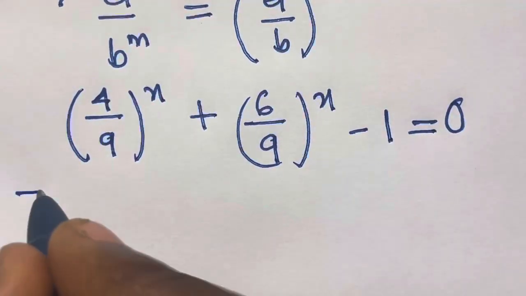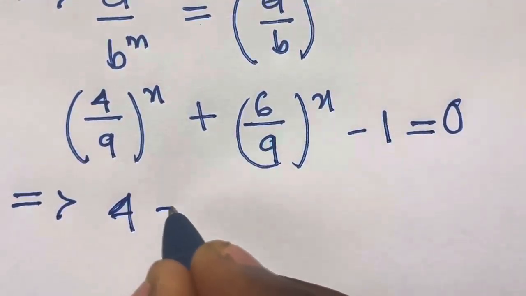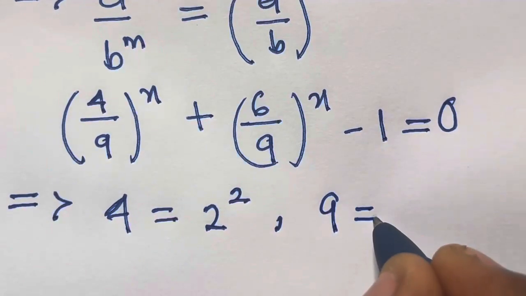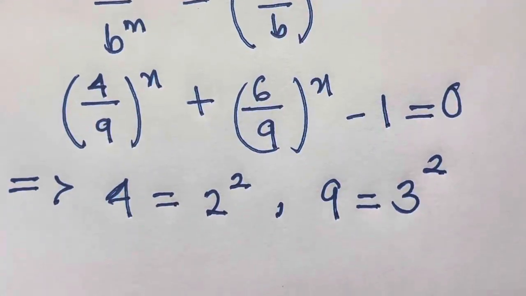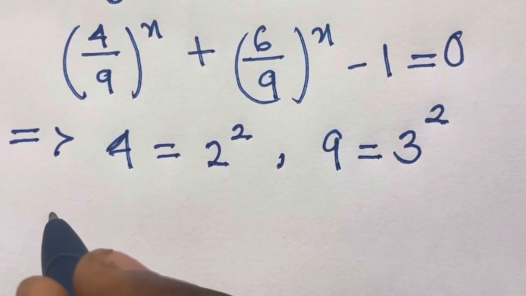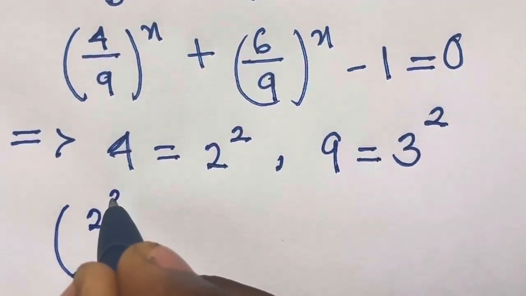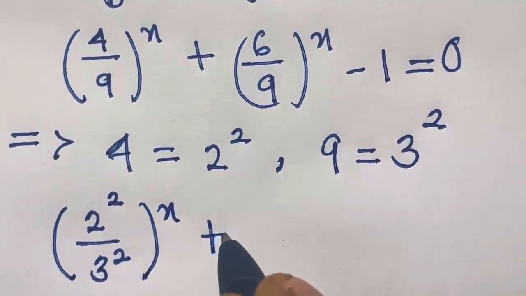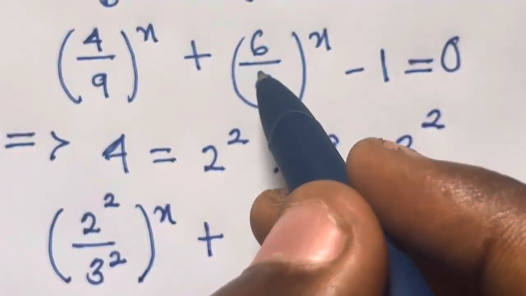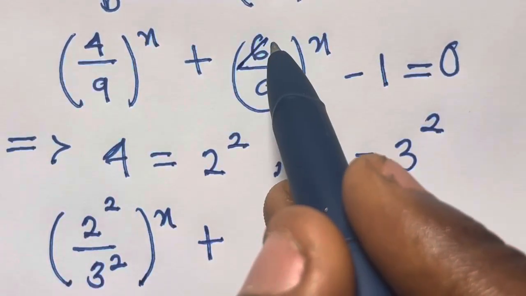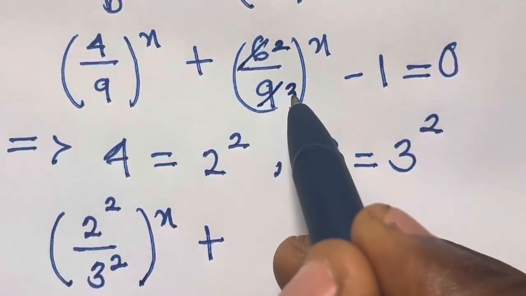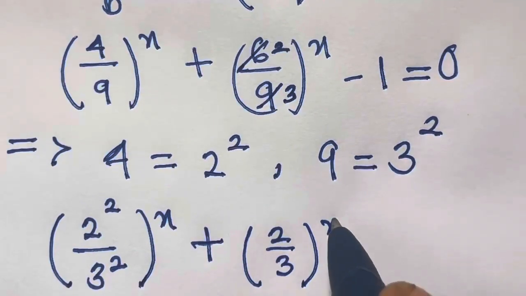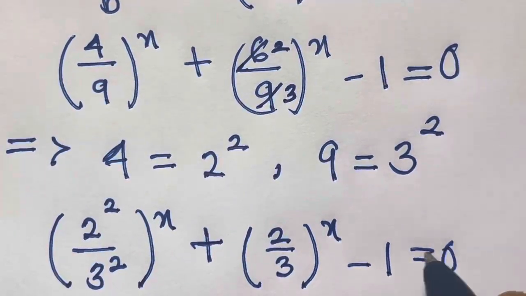So here we should note that we can express 4 as a power of 2, which is 2 raised to power 2, and as well 9 can be 3 raised to power 2, right? So we have 2 raised to power 2 divided by 3 raised to power 2, then raised to power x, plus here as well. We can simplify this, so that 6 becomes 2 times 3, and here we have 3. So we have 2 divided by 3 raised to power x minus 1 equals 0.